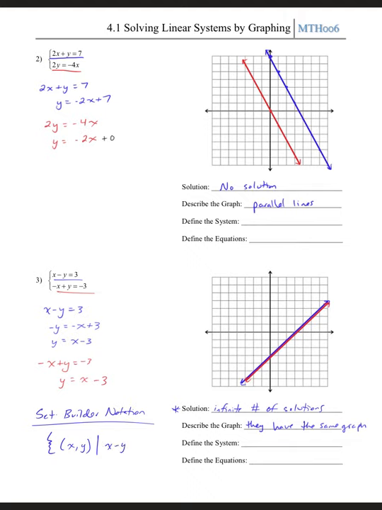So x minus y equals 3. What this is saying is all of the ordered pairs that make this equation true are going to be solutions of this. So this is how we would write the solution if there's an infinite number. Okay, next page.